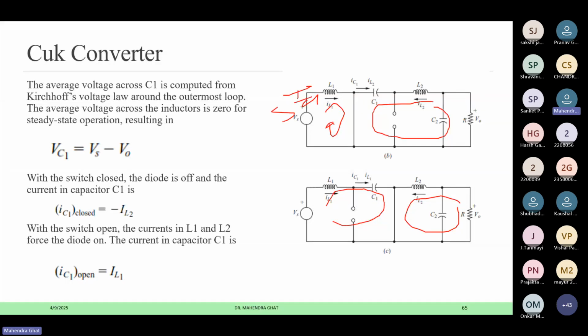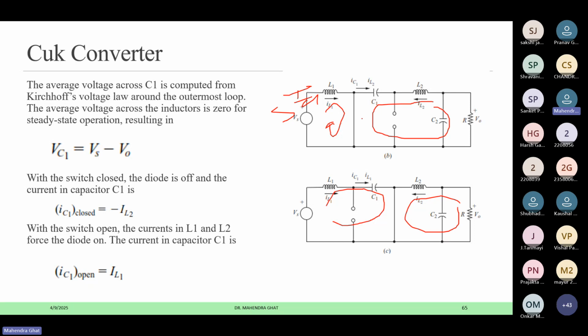At the time when the switch is on, the IS current is flowing through this, and when the switch is off, it is flowing through this. Means it is continuous. There is no interruption in the input current. Similarly, for the output current, the inductor is supplying the output current in this position as well as this position. So there is no interruption in the current to the input as well as the output through the inductor. So we are getting the filtering at the input as well as the output.